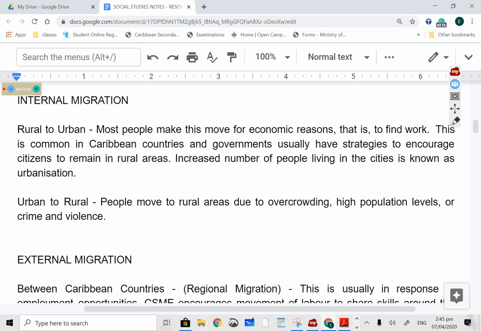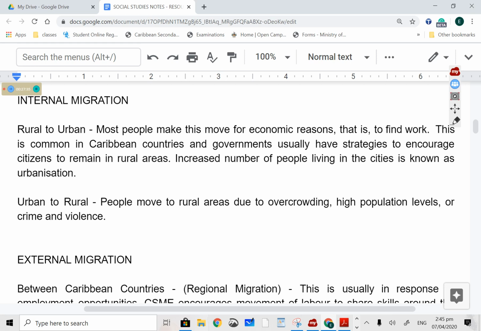access to things like better housing. So they may even try to create housing schemes, etc. So those are some things that usually are government strategies to keep people in rural areas.